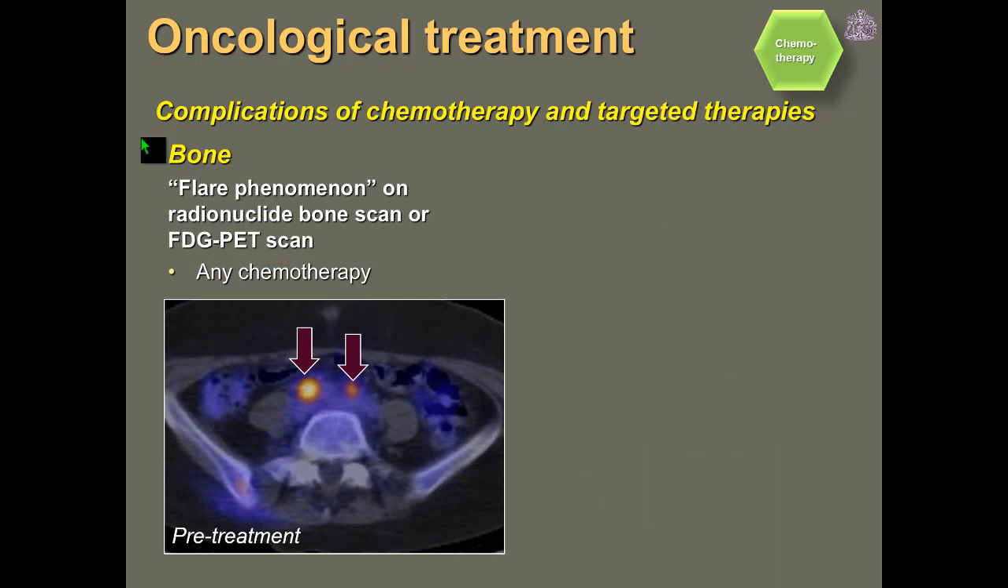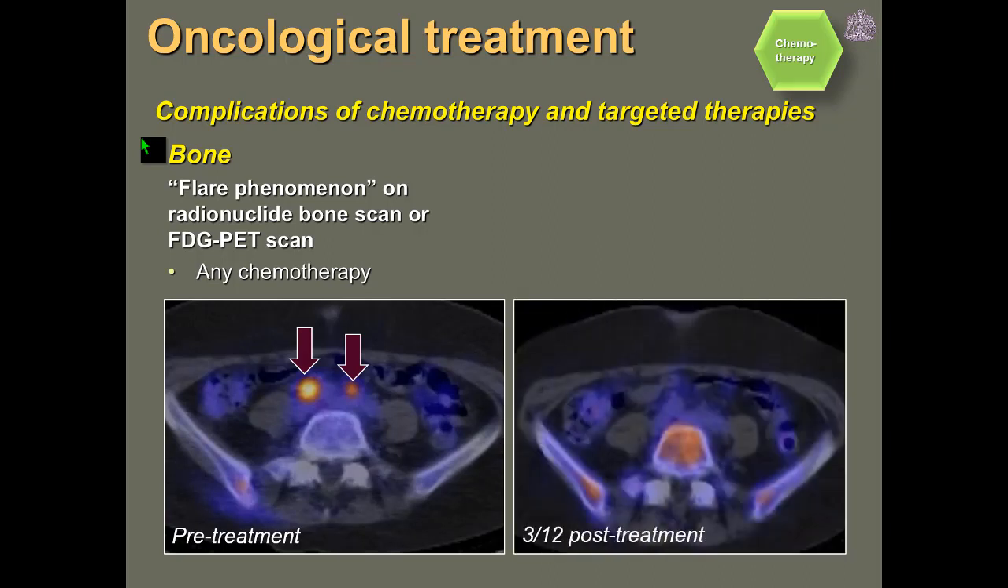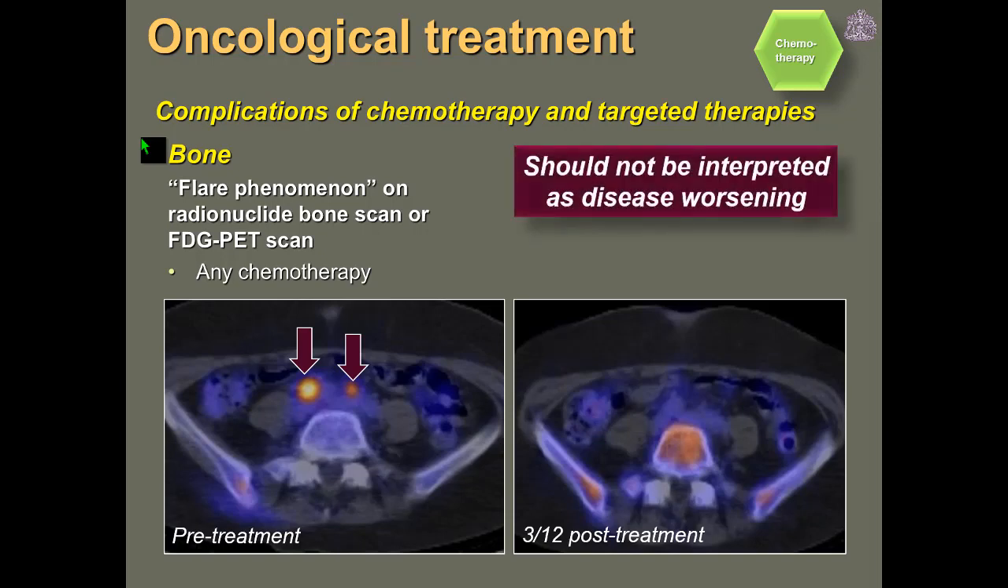Now, if you look at PET CT imaging, for example, sometimes you can also get a flare phenomenon as a result of therapy, chemotherapy. So in this example, you can see 2 lymph nodes showing uptake, but after the treatment, you get this diffuse bone marrow uptake, and that's related to the chemotherapy effect, so not to be mistaken as disease worsening.